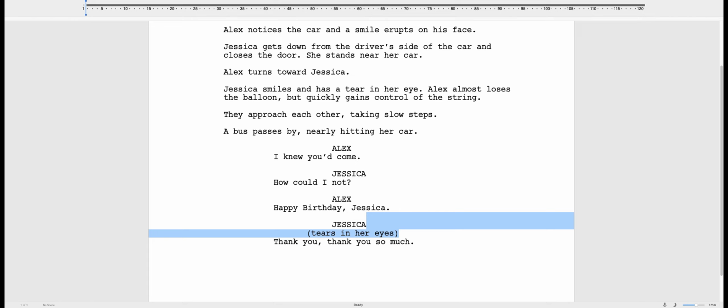Okay, that means you are describing something a little more which could not have been said using just the dialogue. So that's what's happening here. She has tears in her eyes and she says thank you so much. So this part is called parenthetical. This is how you enhance the emotion while you write the dialogue.